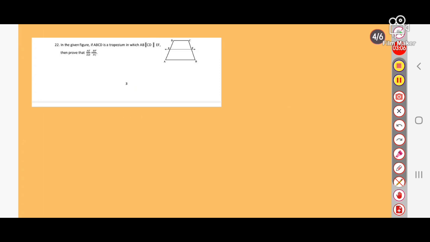In the given figure, ABCD is a trapezium in which AB is parallel to CD, which is parallel to EF. Then prove that AE by ED equals BF by FC. I think this is a problem from your textbook, in one example in the triangles lesson. So kindly note it down in the textbook, and while you are revising for your board exam, refer to this question again and again, because this was asked in your sample question paper.